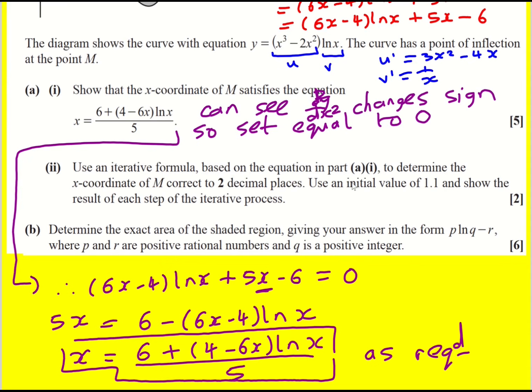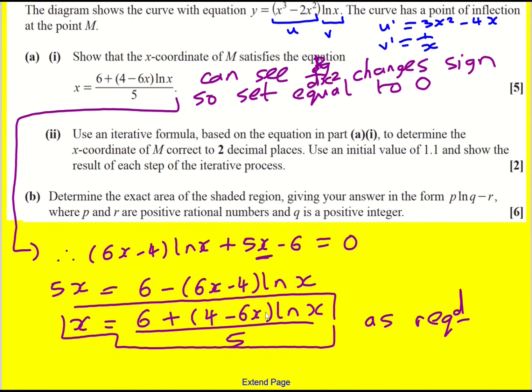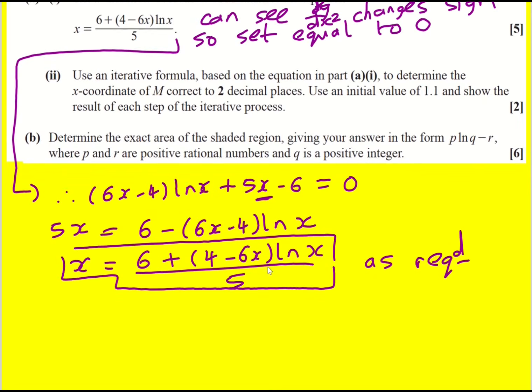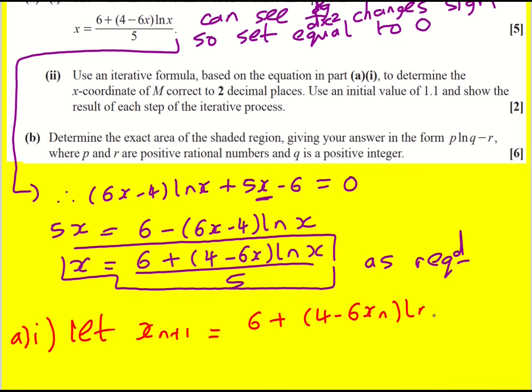Use an iterative formula based on the equation in part A to determine the x-coordinate of M correct to 2 decimal places. Use an initial value of 1.1. So you only learn about 2 iterative methods in A-level. One of them is Newton-Raphson, but we're not using that here. It doesn't mean to start finding the derivative again. It wants us to use fixed point iteration. It's in the perfect form for it. So let x n plus 1 equal 6 plus 4 minus 6 xn ln xn, over 5.